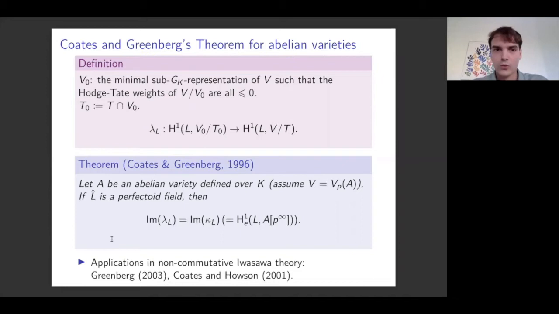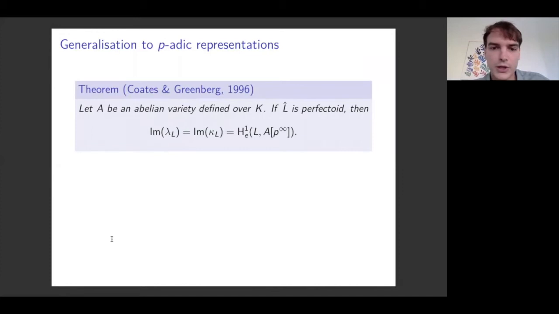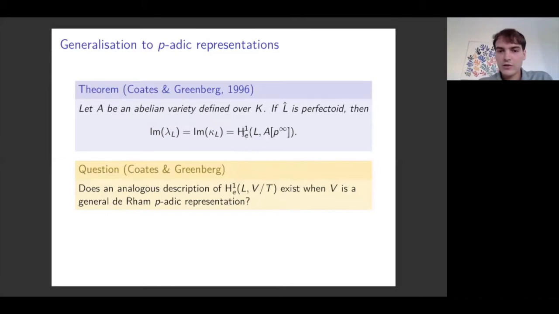And so now we would like to move to p-adic representations. So let me again put the result of Coates and Greenberg on the board here. One remark is that all these objects, aside from the Kummer map, are well defined for a p-adic representation: the map lambda L and the exponential Bloch-Kato subgroup. And so Coates and Greenberg, in the same paper, ask the question: does there exist an analogous description of the exponential Bloch-Kato subgroup, or the other Bloch-Kato subgroups, when V is a general de Rham representation? And so that's the refined goal. That's the question we are going to consider in the rest of this talk.